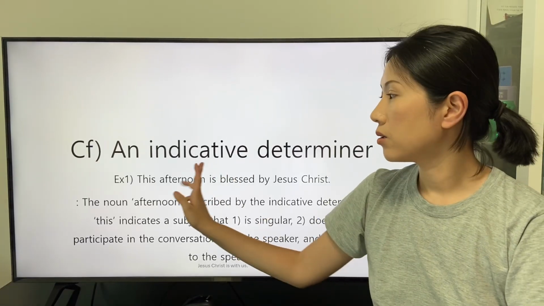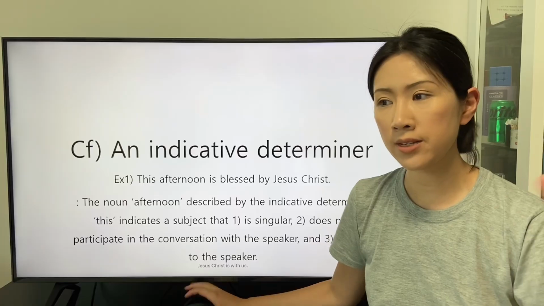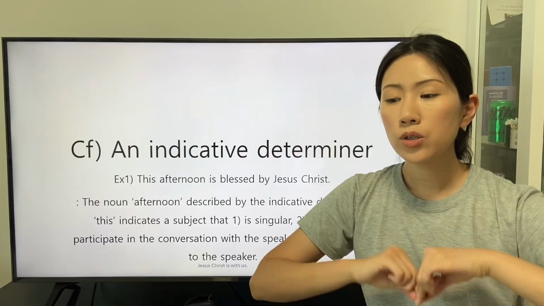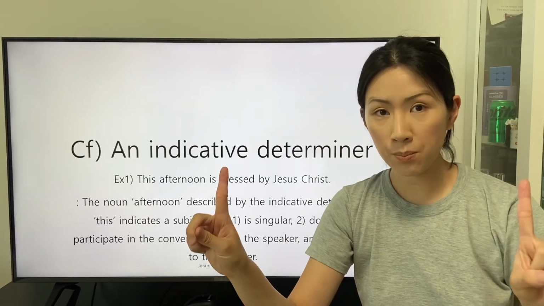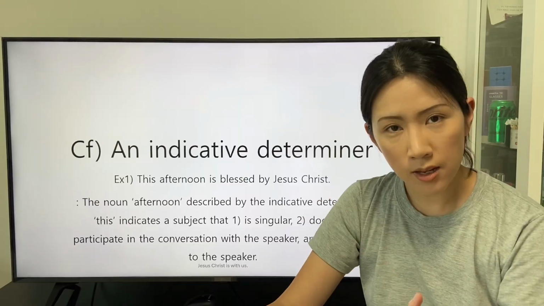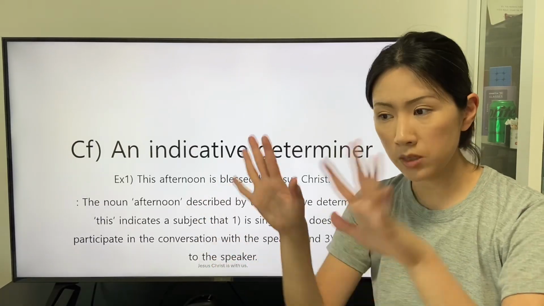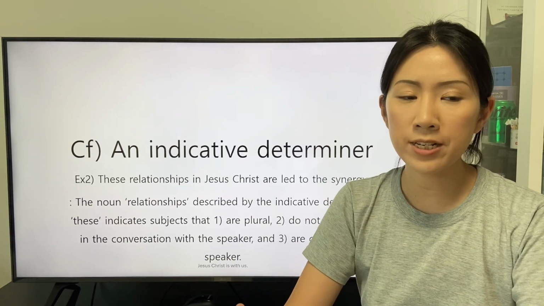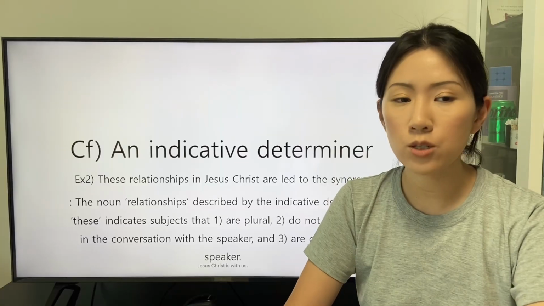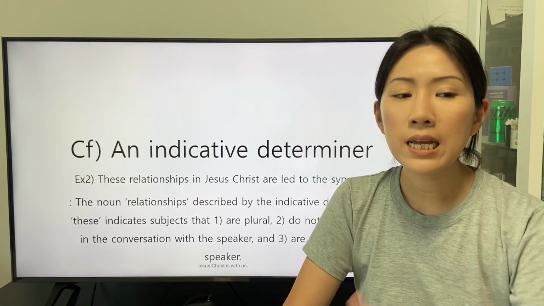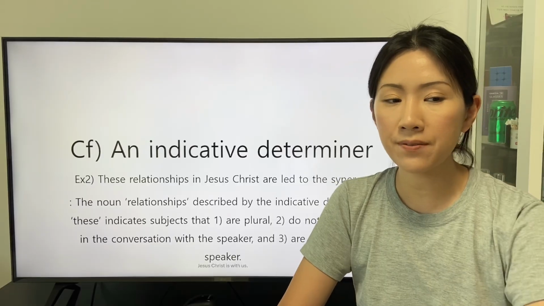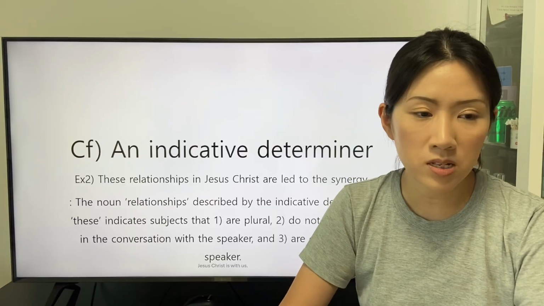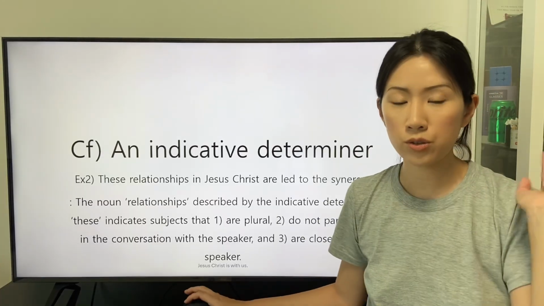We can say that the noun afternoon is classified into a material noun whose starting point and the ending point are not accorded by the speakers in the linguistic group. There is the second example. These relationships in Jesus Christ are led to the synergy. The noun relationships described by the indicative determiner these indicate subjects that are plural, do not participate in the conversation with the speaker, and are close to the speaker.